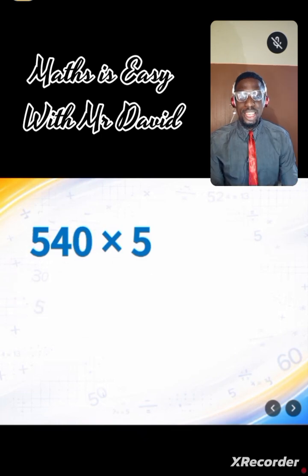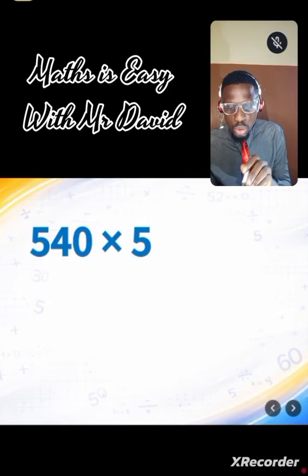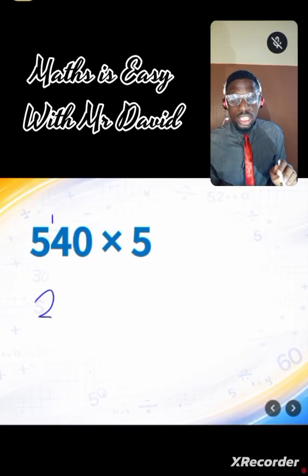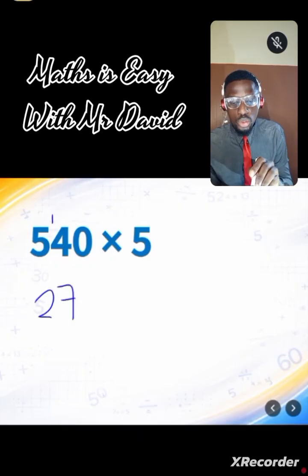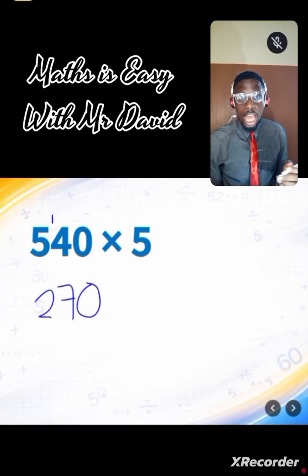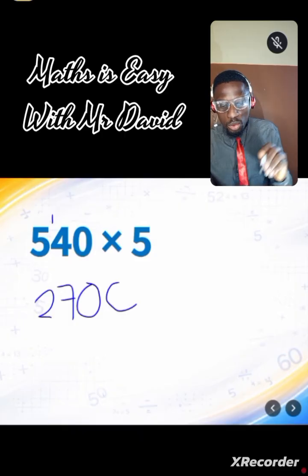Let's look at this. This is 540 multiplied by 5. How do we go about it? Let's divide 540 by 2. 5 divided by 2 is 2, remainder 1. Put it here. 14 divided by 2 is 7. Then 0 divided by 2 is 0. So 540 divided by 2 is 270. If you multiply by 10, it's the same thing as adding 0 at the back. That means my answer to this question will be what?